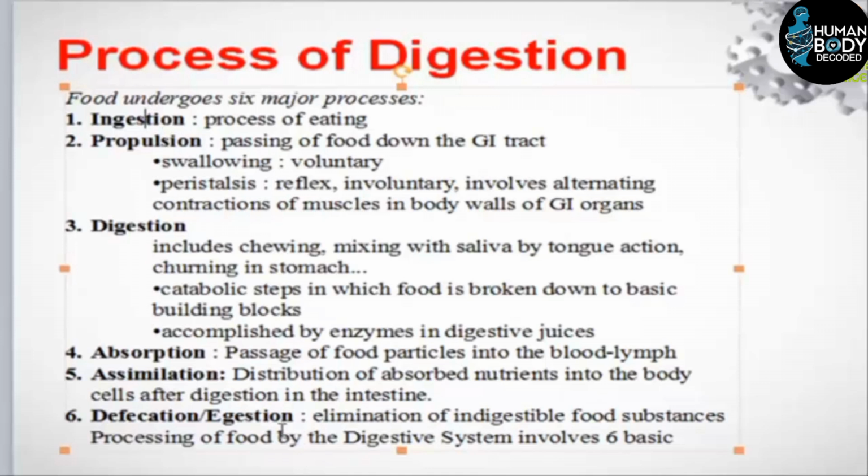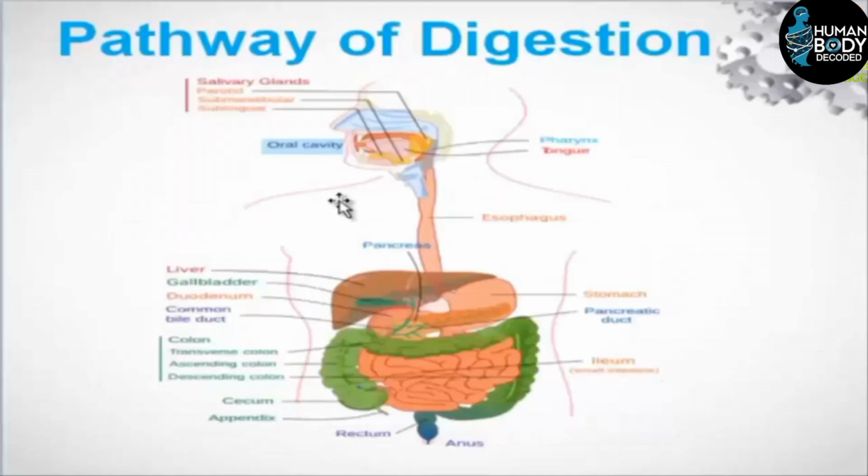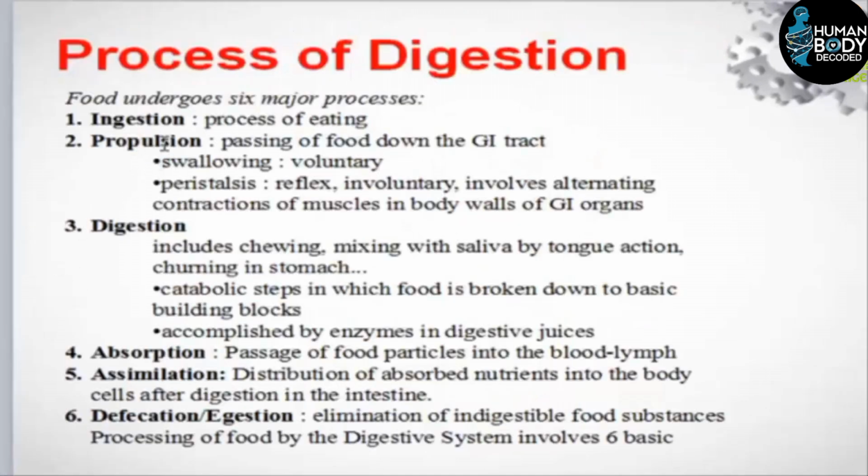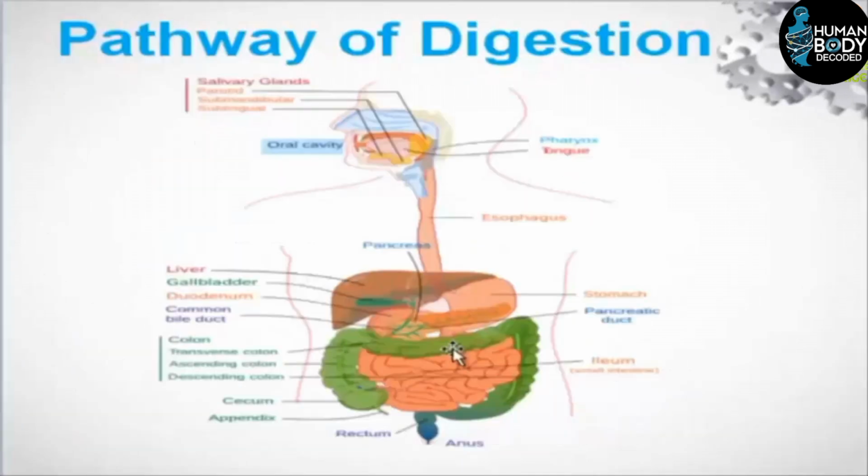Next comes propulsion. Let me tell you what propulsion is. As soon as we take food into the mouth, it moves downward, passing through the pharynx, then into the esophagus, and finally into the stomach. This process is called propulsion, where the food moves forward. The next step is digestion. What is digestion? Once the food reaches the stomach, the digestion process begins, as I explained earlier.